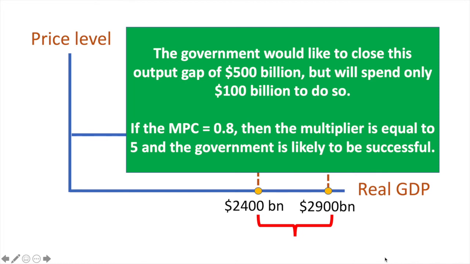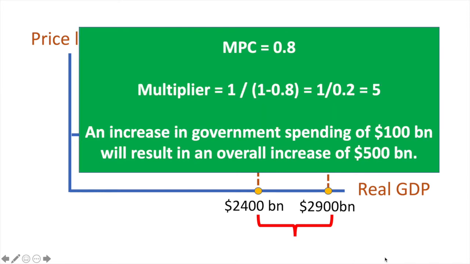If the MPC equals 0.8, then the multiplier is equal to 5 and the government is likely to be successful. Let's see exactly why, step by step. If the MPC is equal to 0.8, then the multiplier is equal to 1 divided by 1 minus 0.8. This is the same as 1 divided by 0.2, and this equals 5. So our multiplier is 5 and our increase in government spending is equal to $100 billion.